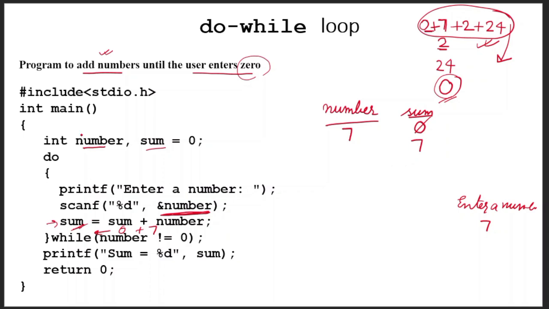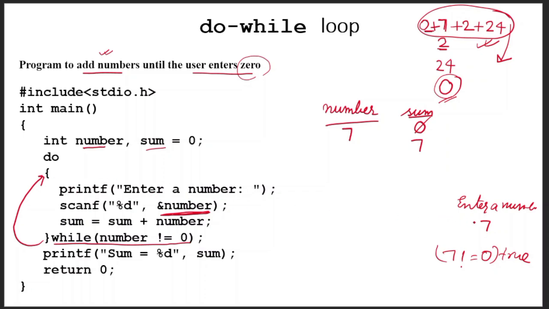Now when you are exiting this do while loop body, here you have a while condition, number not equal to 0. Here the test expression is present. So is number 7 not equal to 0? Yes, the condition is true. If the condition is true, you are again going to enter the loop, so again it will ask to enter a number.